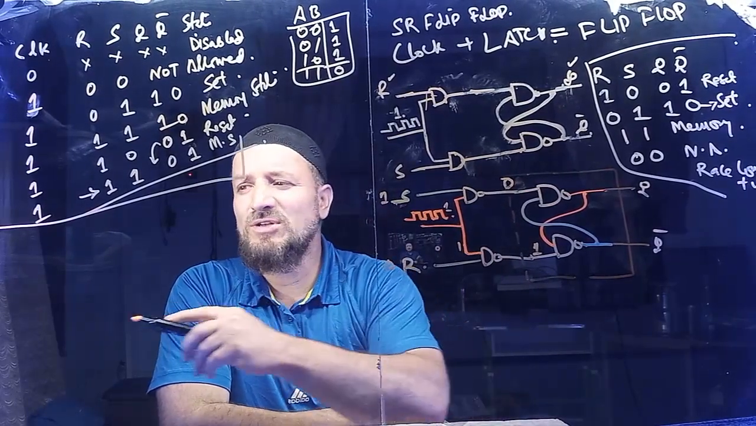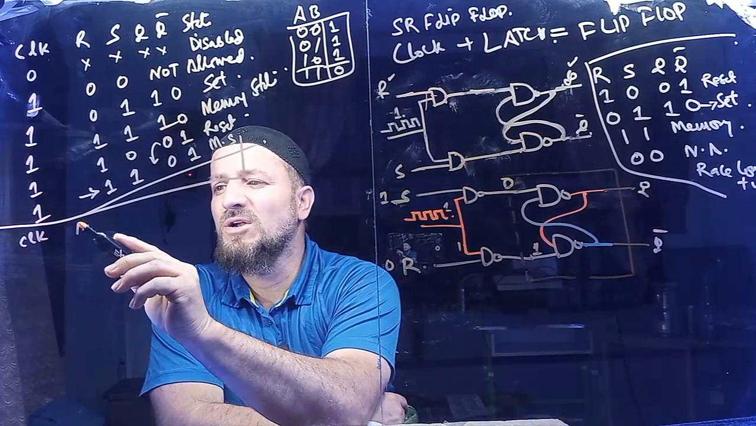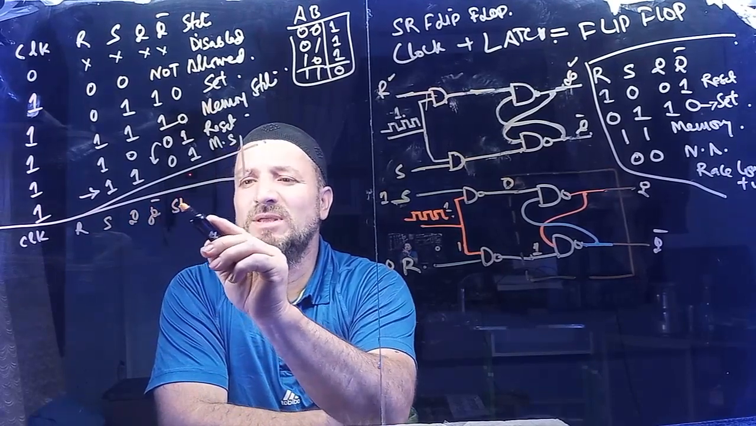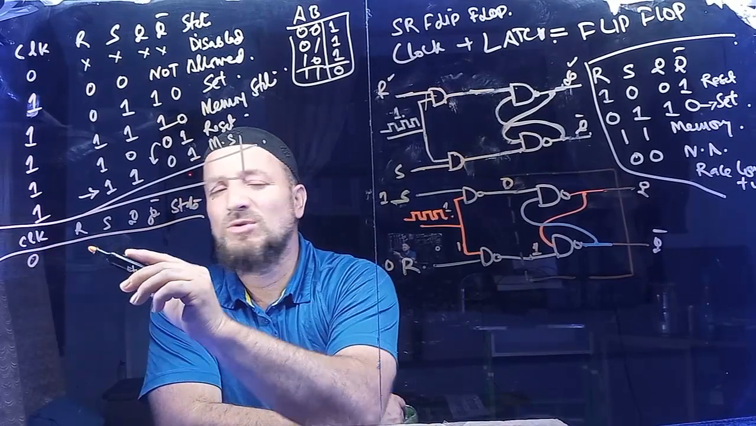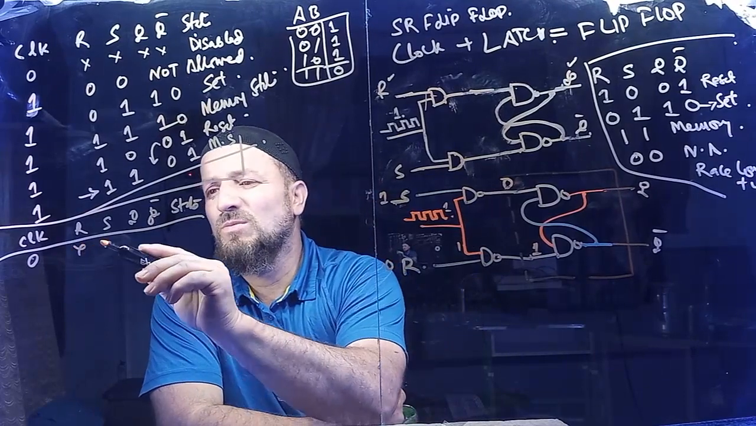Let's try to see it here. This is my clock all the time. This is my R, this is my S, this is my Q, this is my Q complement, and this is going to be the state. If the clock is 0, nothing is going to happen right here. So this is disabled.